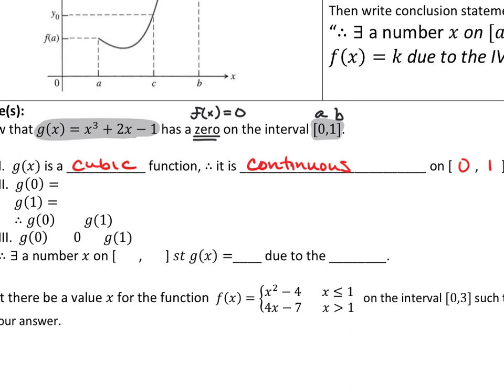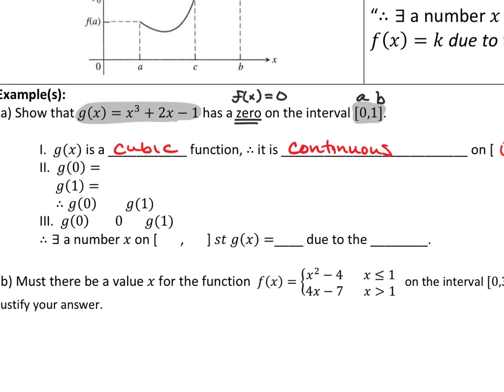That's number 1. So again, number 1 is really easy if it's quadratic, linear, or cubic. Those are continuous functions. The only time number 1 gets weird is if it's piecewise or rational, because those have breaks in them. For part 2, we need to know the values at the beginning and end of my interval. So that means I'm plugging in 0 and I'm plugging in 1.